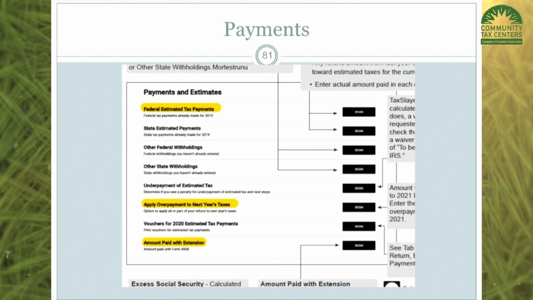So we'll go under payments and we'll go to federal estimated tax payments and hit begin. It's going to have those 4 quarters on there. So I think it's April, July, September, and January. So the last estimated tax payment for 2022 is due this month. And even if they made more than 4 payments, we still go by those dates and we'll put those payments in the system.